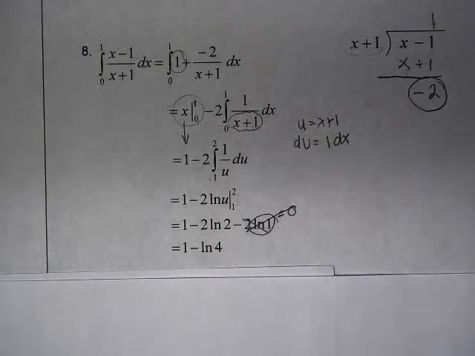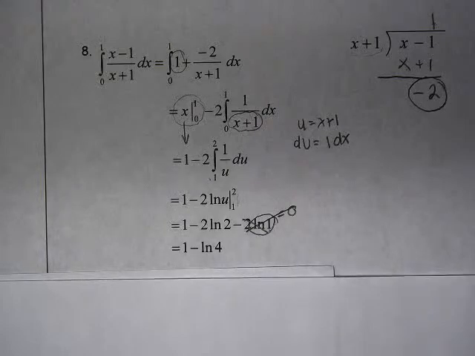I don't know what the decimal equivalent or the actual value of ln of 4 is without using a calculator, and that's okay. Just like if I had an answer in terms of pi or in terms of e, I'm just going to leave it as natural log of 4. All right.